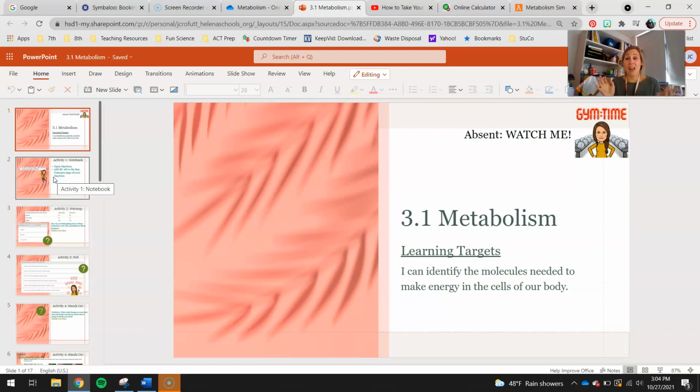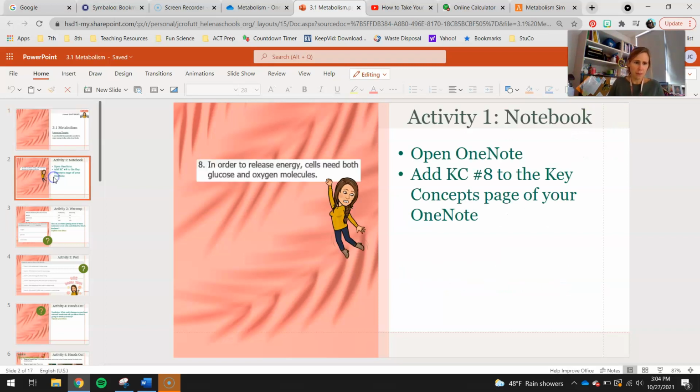The last part of this unit, chapter 3, is focusing on metabolism specifically. In chapter 1 we looked at where food goes in our body. In chapter 2 we looked at how it moves around with the different body systems. In chapter 3 we're going to look at what happens in the cells to create energy, in a process called metabolism. First activity for today: open up your OneNote and add key concept number 8 to the key concepts page.